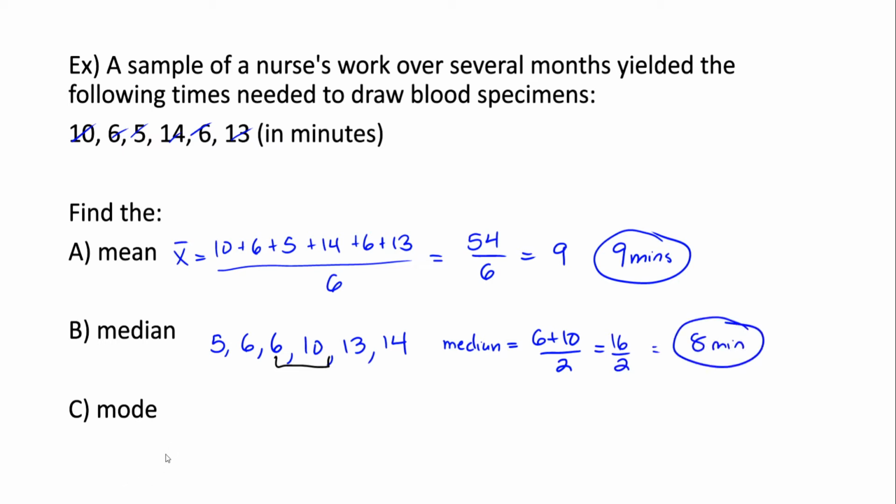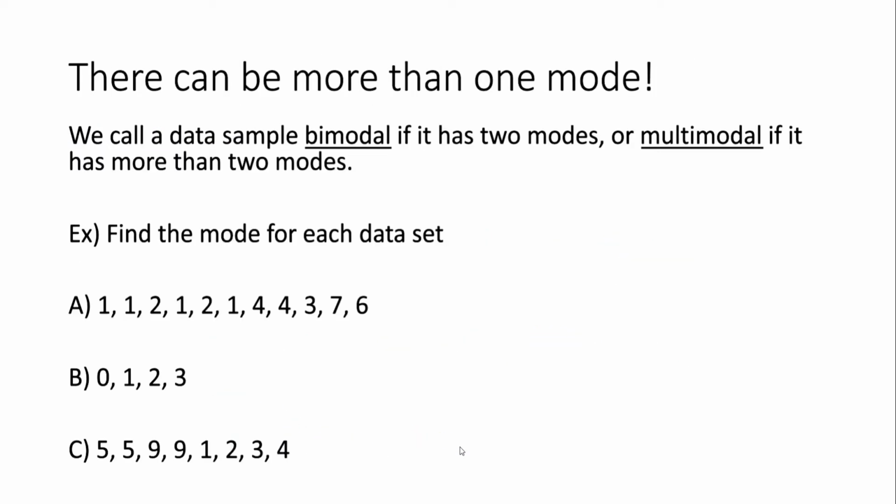Now for our mode, it's just whichever value shows up most often. So our mode in this case would be 6, because 6 shows up twice. No other value shows up more than once. So talking about modes, one interesting fact is that you can have more than one mode. We call a data sample bimodal if it has two modes, or multimodal if it has more than two modes.